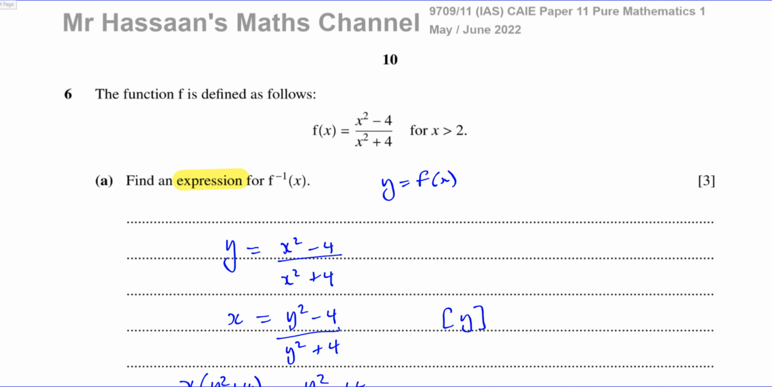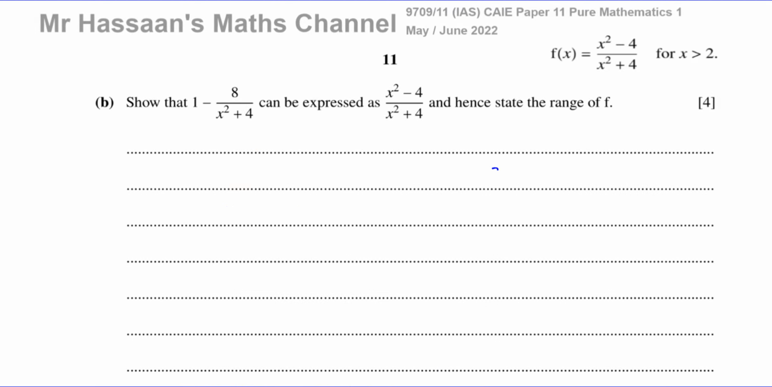Now for part B. Show that 1 minus 8 over x squared plus 4 can be expressed as x squared minus 4 over x squared plus 4, and hence state the range of f. So we want to find the range of this function, okay? And they're helping us in a way by making us express it, showing us that this and this are the same thing. So first we have to actually show how this becomes the same as what we have.